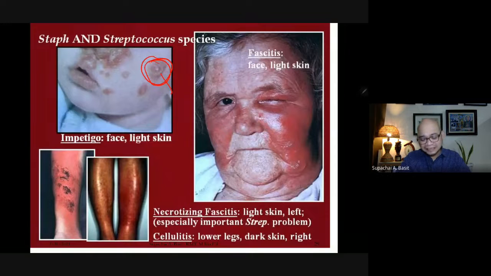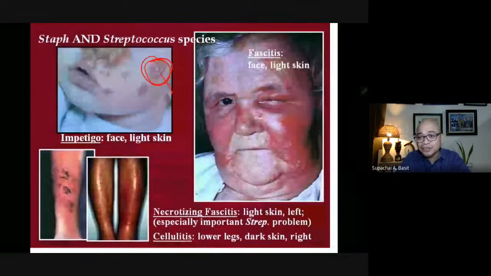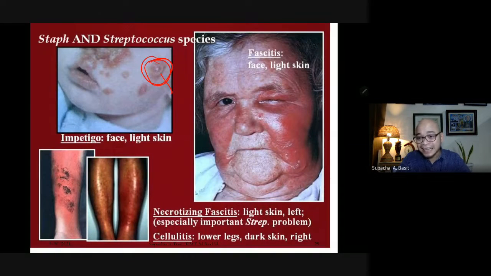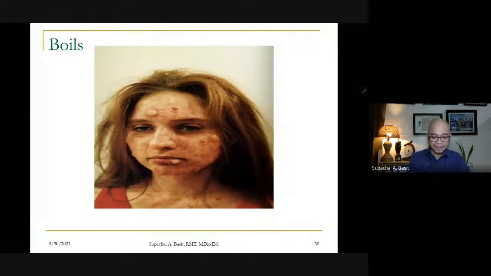Necrotizing fasciitis. So it's actually the inflammation of the fascia. In between the skin and muscles, there's a fascia. Okay. So if that is infected, we call it fasciitis. Necrotizing fasciitis is more common for streptococcus, more significant. In fact, that's the reason why they call streptococcus the flesh-eating bacteria, because of the necrotizing fasciitis. And so multiple boils, lesions.